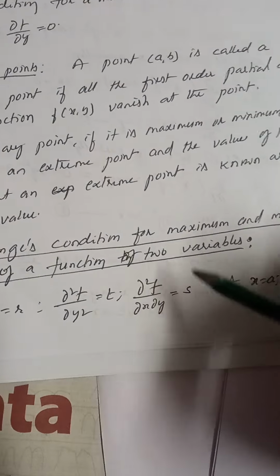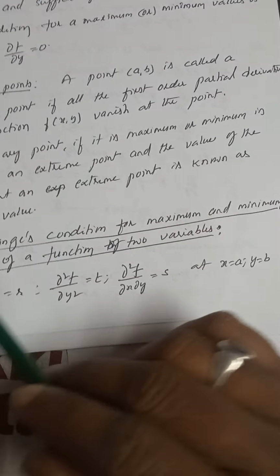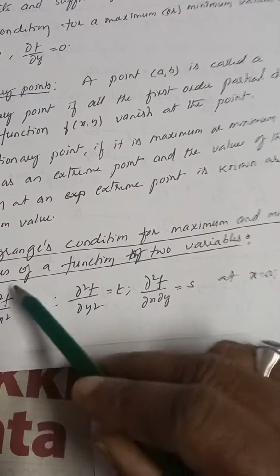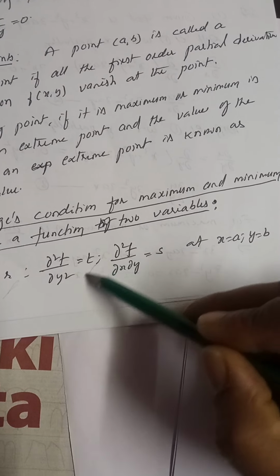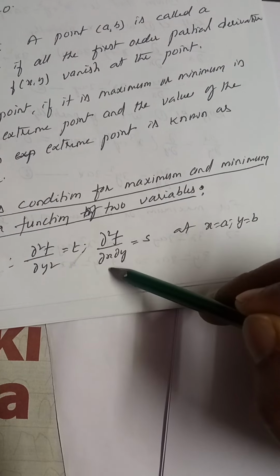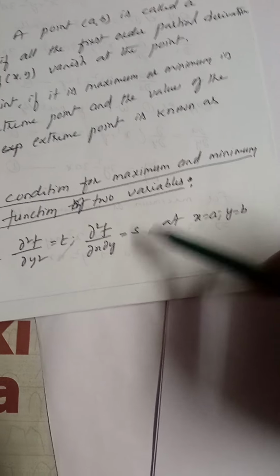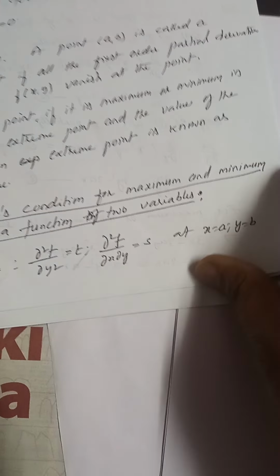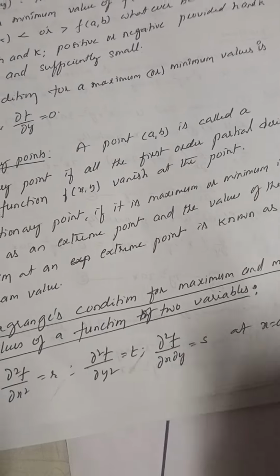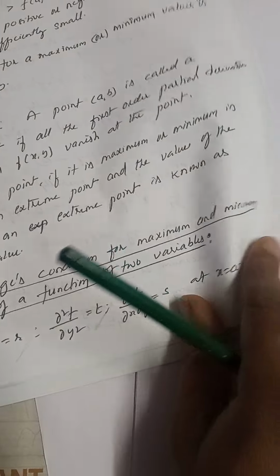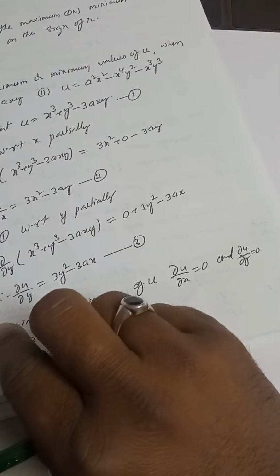Right? Now, see, next one is a very important topic: Lagrange's condition for maxima and minima values of a function of two variables. This is a very important concept. Now see here, we have to memorize these values. ∂²f/∂x² is denoted by r, ∂²f/∂y² is denoted by t, ∂²f/∂x∂y is denoted by s. You need to find r, t, s values by finding second order partial derivatives. After getting these values at a given point, a comma b, at x equal to a and y equal to b.